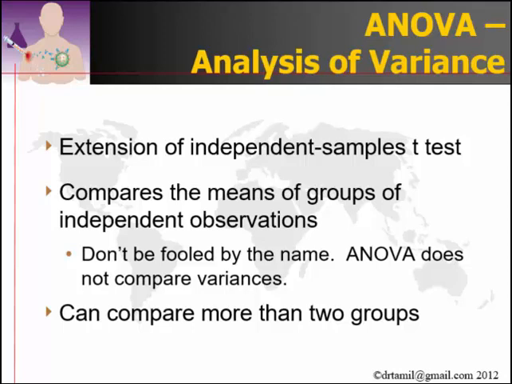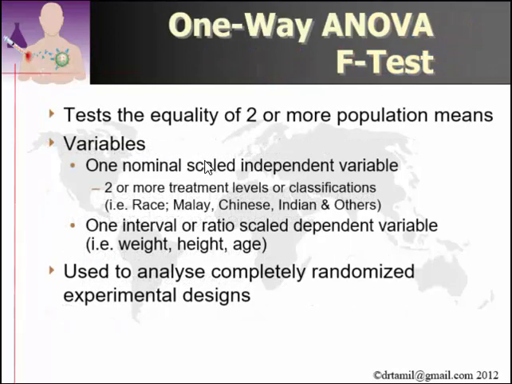ANOVA is short form for analysis of variance. It is the same like t-test, but t-test can only compare between two groups. So ANOVA can compare more than two groups. For example, you want to compare between Malay, Chinese, Indian, and others. What do you want to compare? Who is fatter? Malay, Chinese, Indian, or others?